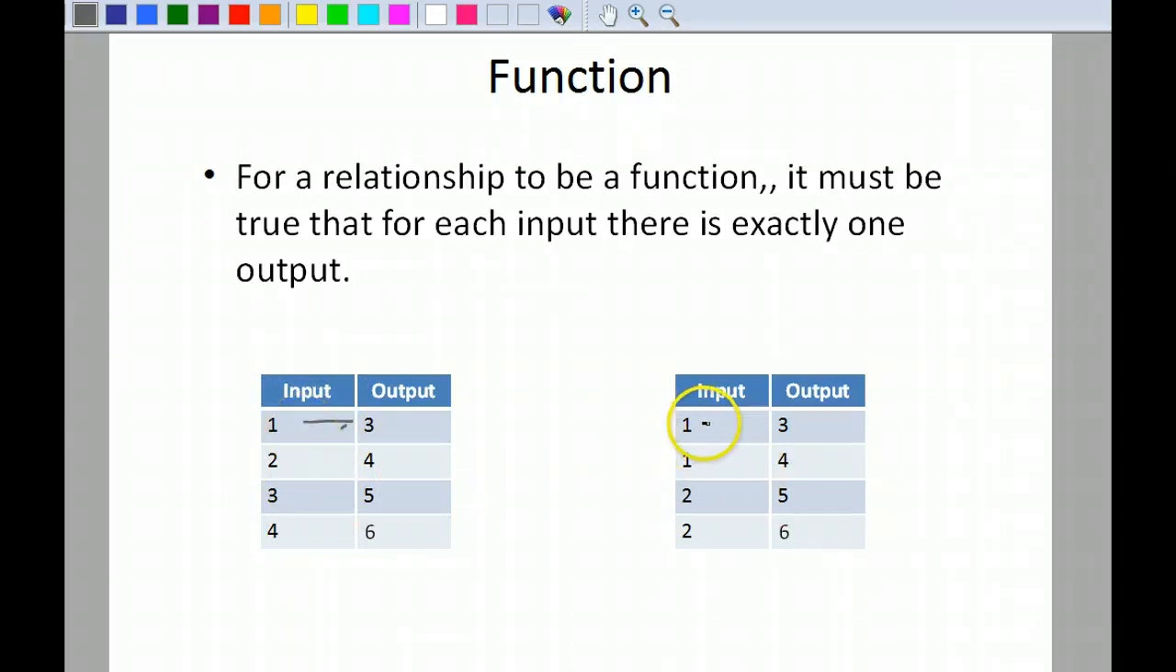If my input is 1, my output is 3. If my input is 1, my output is 4. If my input is 2, my output is 5. If my input is 2, my output is 6. Uh-oh, now 1 has two outputs, and 2 has two outputs. So this one is not a function.